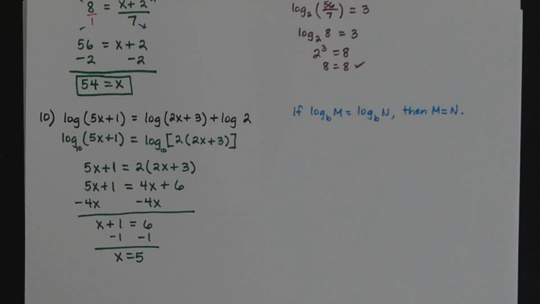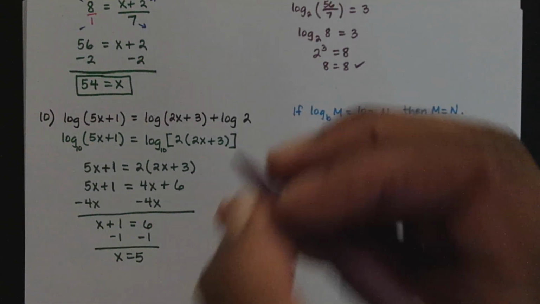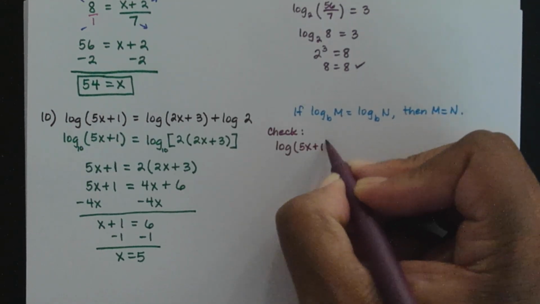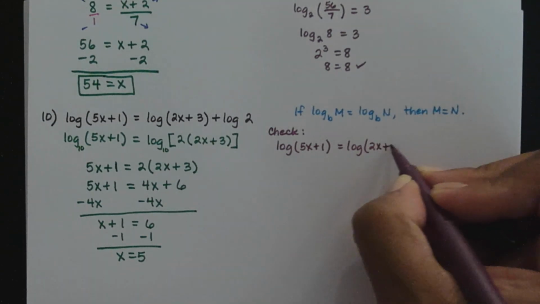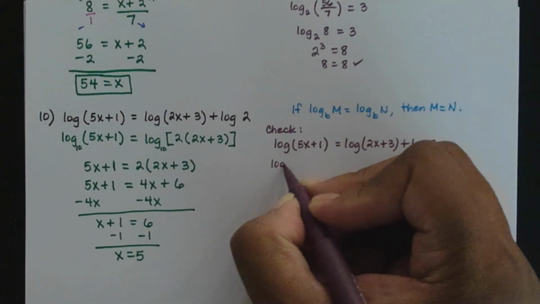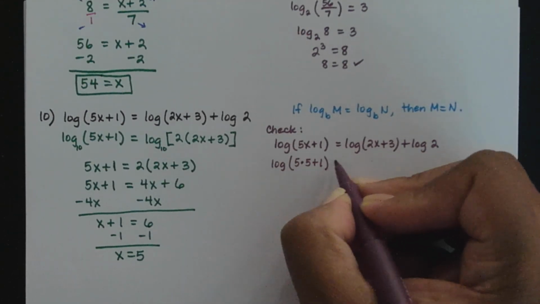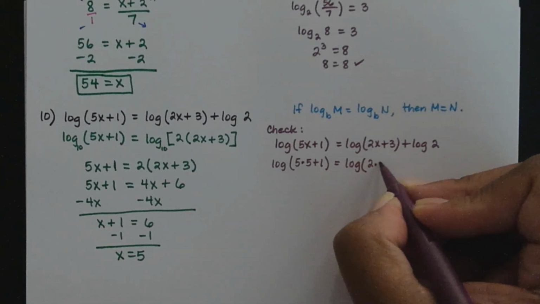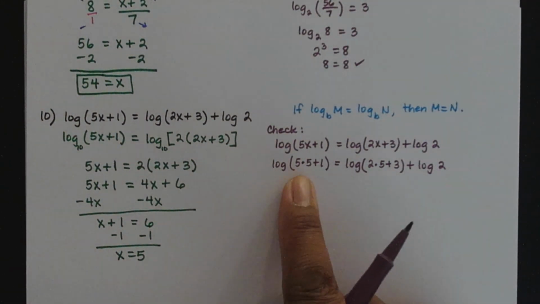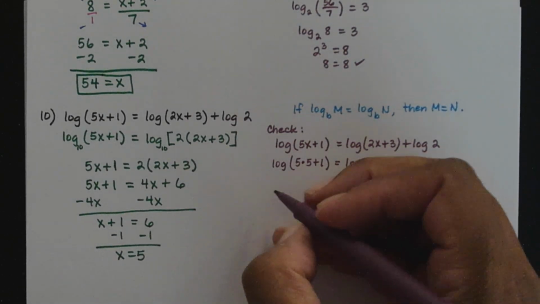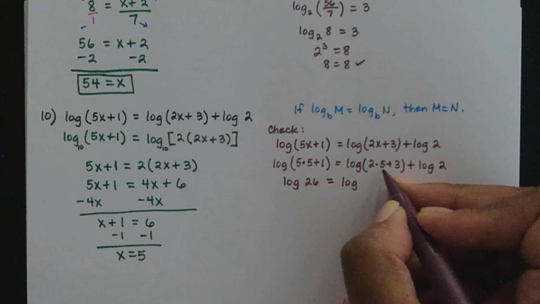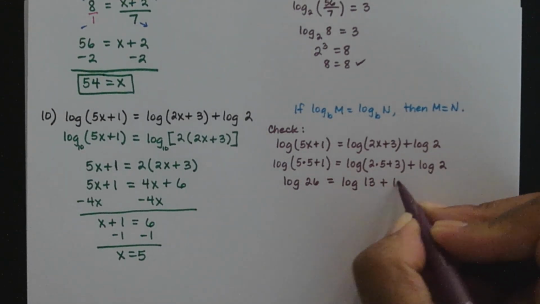However, I need to check that proposed solution to see if it does satisfy the original equation. Okay, so using the original equation, I'll substitute every x in that equation with 5. So it'd be the log of 5 times 5 plus 1. And that's equal to the log of 2 times x, which is 5, plus 3, plus log of 2. All right. Now, if I do 5 times 5, that's 25. 25 plus 1 would give me 26. So it'd be log of 26 on this side, equaling to the log of 2 times 5, that's 10. 10 plus 3 is 13. And then plus log of 2.